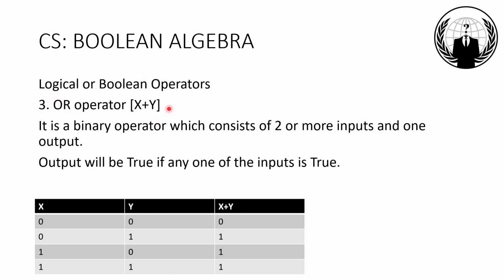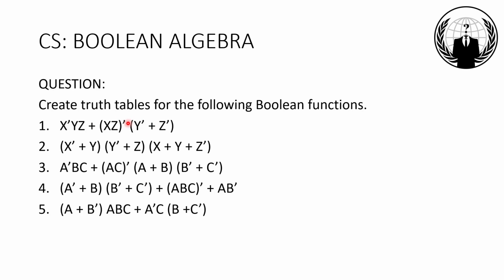Now here comes the OR operator, or the summation or addition operator. It is a binary operator also, which consists of two or more inputs and one output. The output will be true if any one of the inputs is true. In this case, if any one of the inputs is true, then the output will be true. Like here we can see 0, 1, the output is 1. 1, 1, the output is also 1. 1, 0, the output is even 1 also. And in this case only one case, when all the inputs are false, the output will be false in the case of the OR operator.